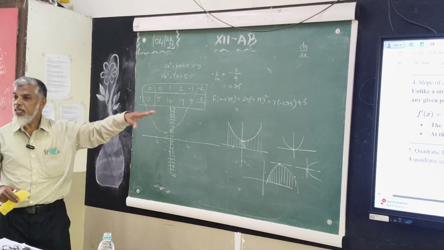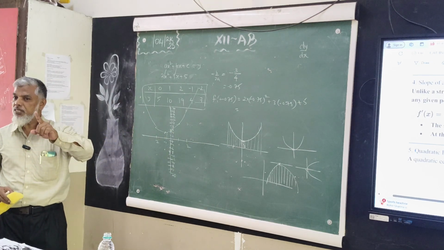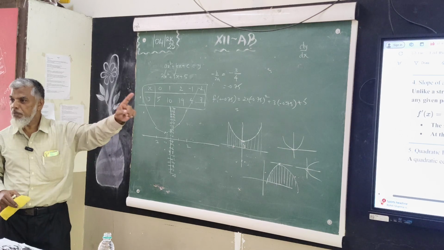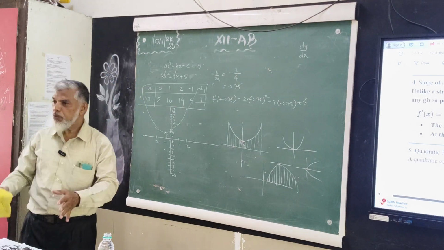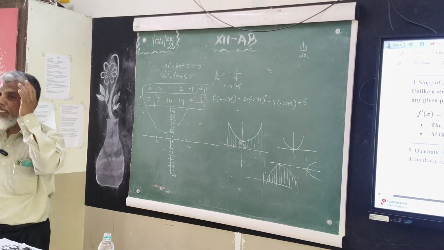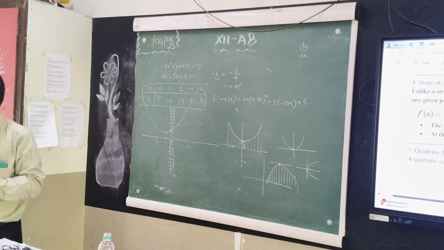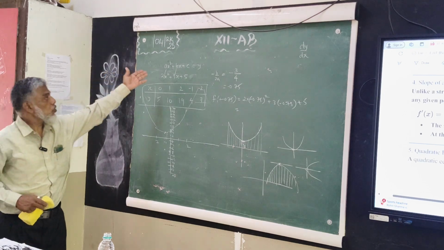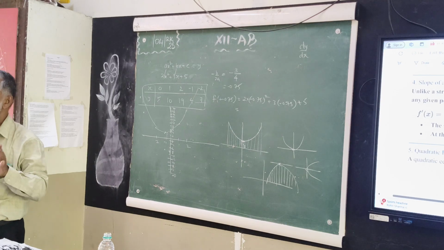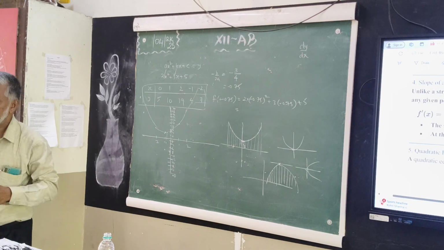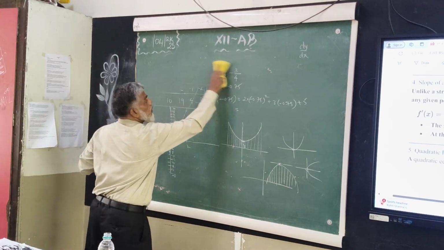If it is a parabola, the vertex occurs only at the point minus b by 2a and f of minus b by 2a, and maximum or minimum occurs only at the vertex, whether a, that is the coefficient of x square, is positive or negative. Coefficient of x square positive gives a minimum; coefficient of x square negative gives a maximum. Now come back to this one.